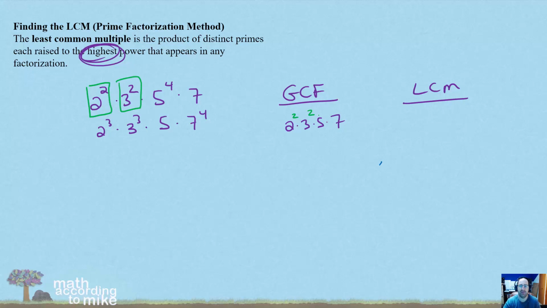Comparing the powers for 5, 5 to the 4th, 5 to the 1st, I was taking a 1 here, we would take the 5 to the 1st. And then 7 to the 1st, 7 to the 4th, we take the 7 to the 1st. Hooray! So whatever that number is, 2 squared, 3 squared, 5, 7, that's the GCF. Now on the flip side for the LCM, it's pretty much whatever's left over. So 2 cubed, 3 cubed, 5 to the 4th, 7 to the 4th.